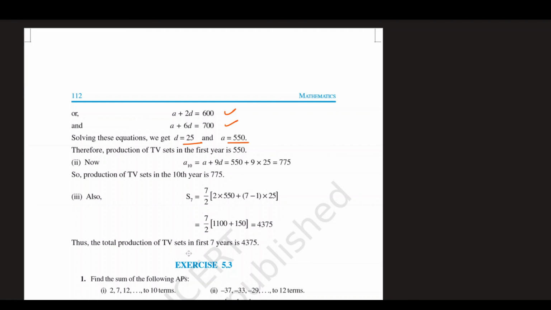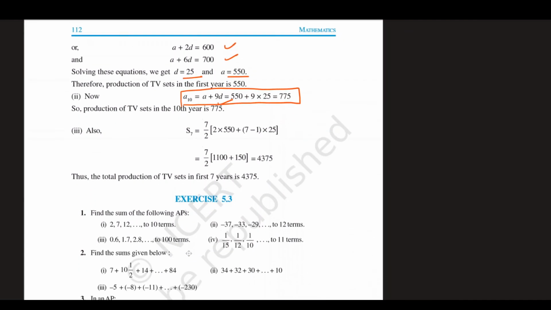Then the question has asked us for A10, so we can use this formula, and we also have to find the production in 1 to 7 years. So in this case n is 7, we know a and we also know d, so the formula is this one and we get the answer as 4375.